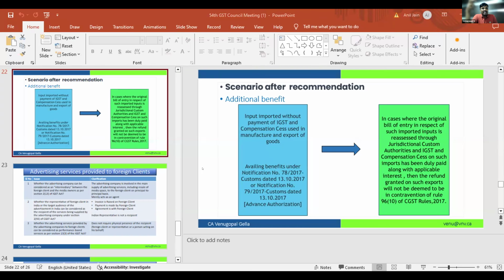DGFT and DGGI, in many cases, huge amounts have been caught and many problems have arisen.